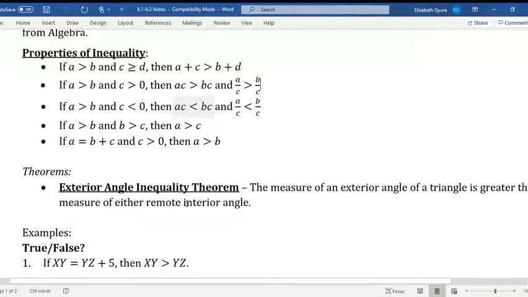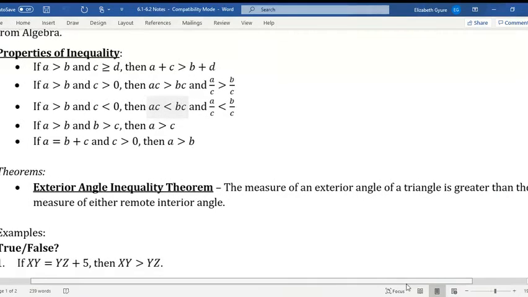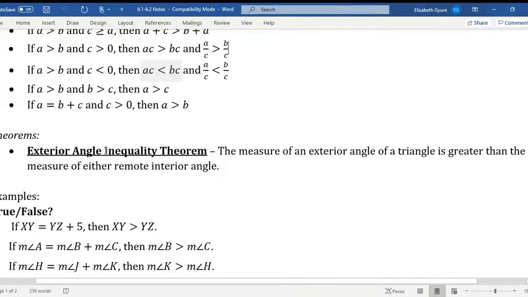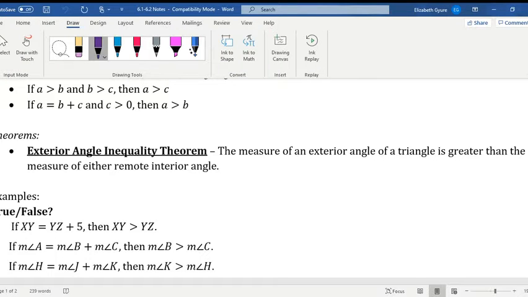And then we have just one theorem for this part. It is the exterior angle inequality theorem, and it says that the measure of an exterior angle of a triangle is greater than the measure of either remote interior angle. We had another exterior angle theorem, the basic exterior angle theorem, that had to do with the exterior angle in a triangle. It looked something like this.